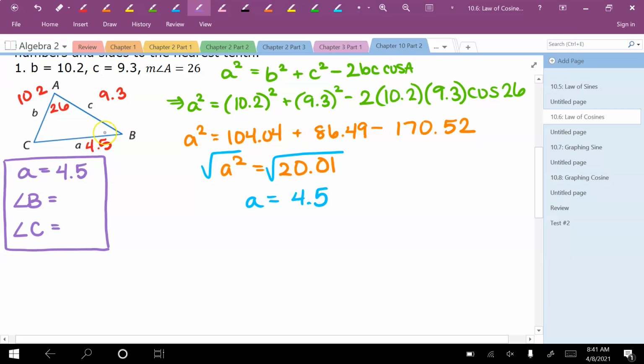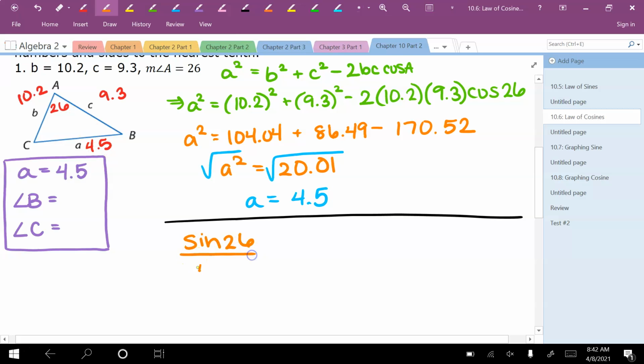So I have all of my sides up here. So I just need to pick one of them, either B or C, that I want to solve for. And I do want to use A because I have the measurement for the angle of A, and now I know the side of A because we just solved for that. So I'm going to do sine of 26 over the 4.5. And I'm going to set this equal to, let's just solve for B, sine of B over the side across from B, which is little b, which they told me was 10.2.